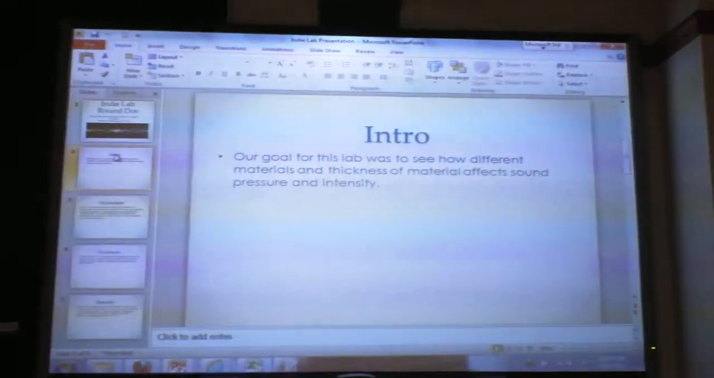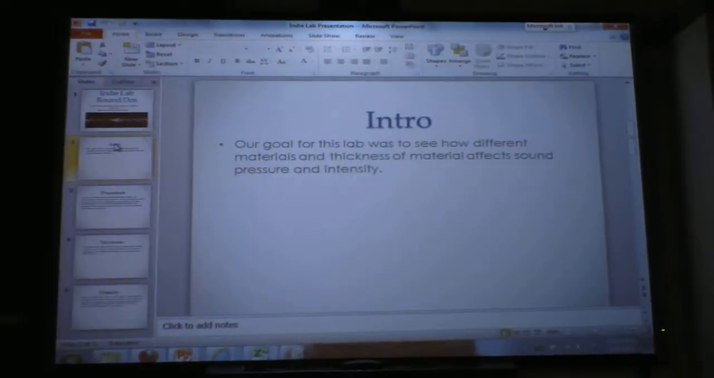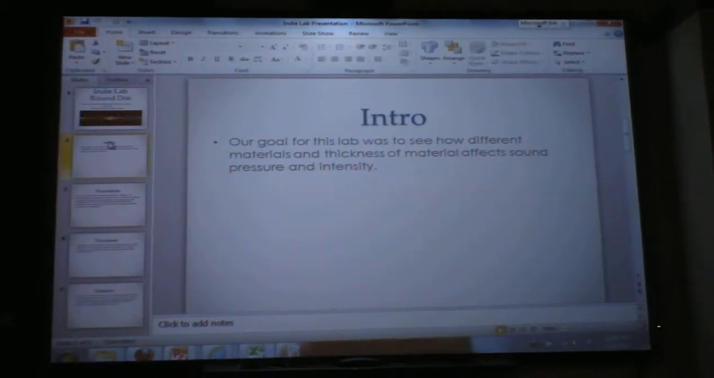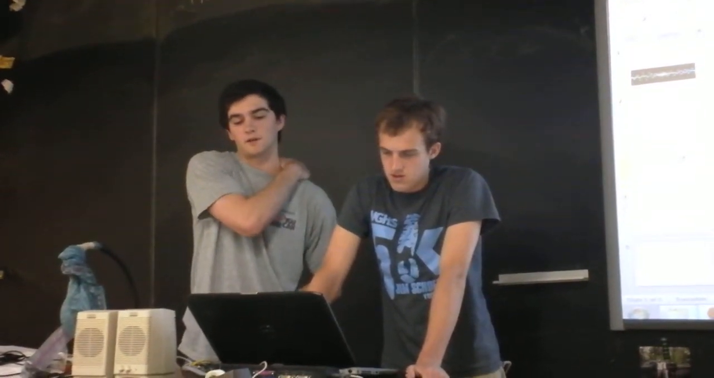So, let's start with the intro. Our indie lab, we were trying to see how different materials and thickness affected sound pressure and intensity. We used a microphone and a decibel reader, and we measured the sound pressure and intensity before placing different materials in between the source and the microphone. And then we compared the data and looked at how pressure and intensity were affected by different materials.